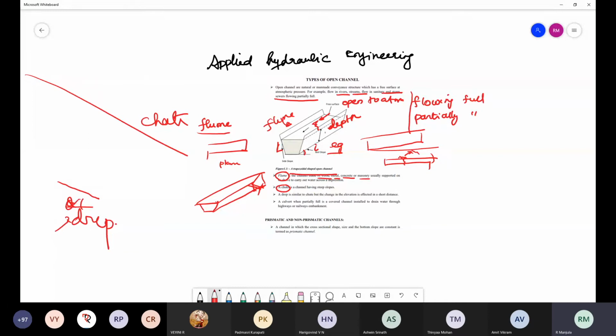You can see the elevation. So this difference is almost the same. The change in elevation is almost the same, but it is in a shorter distance. If the distance is short, then it is a drop.